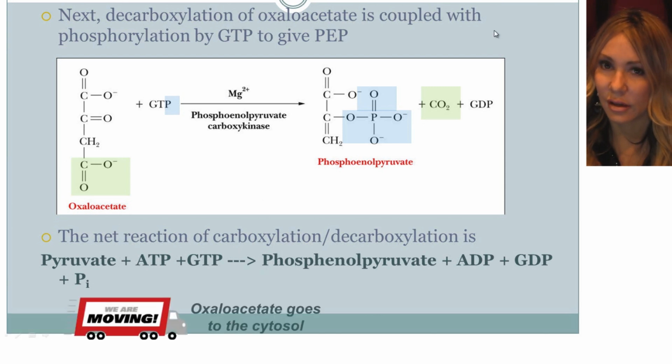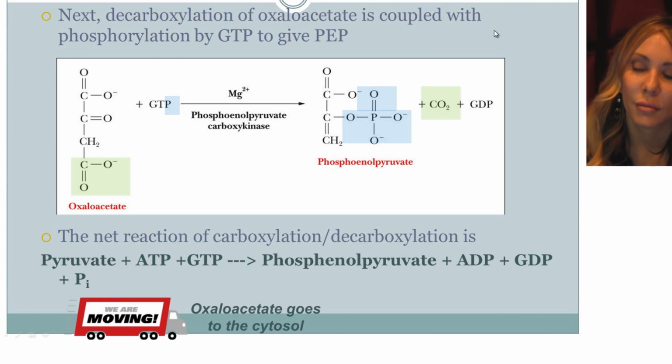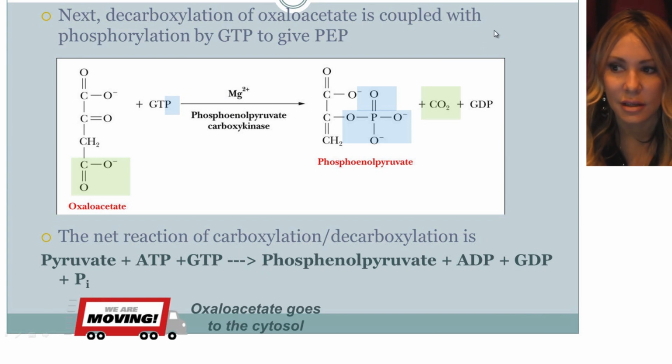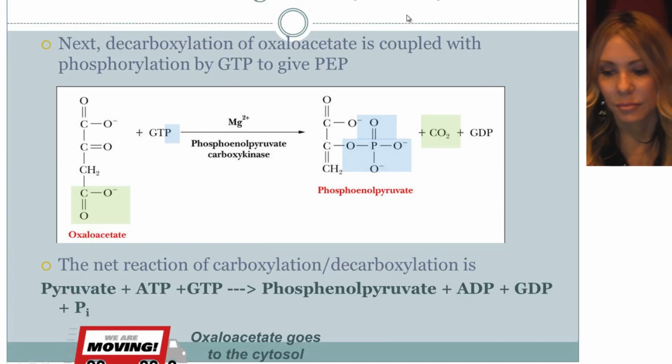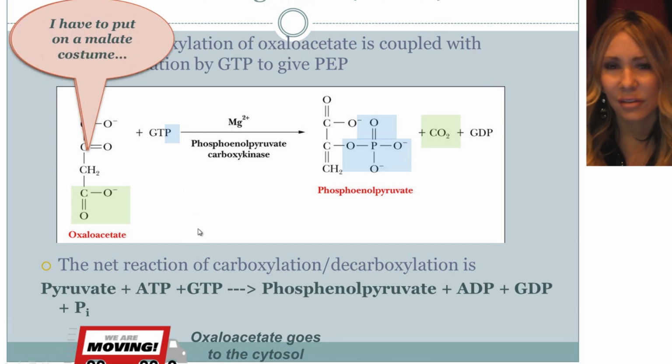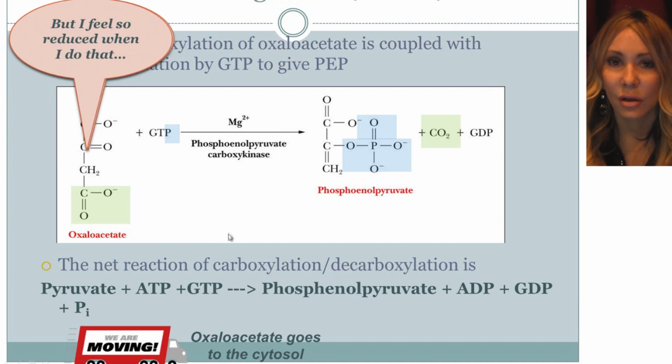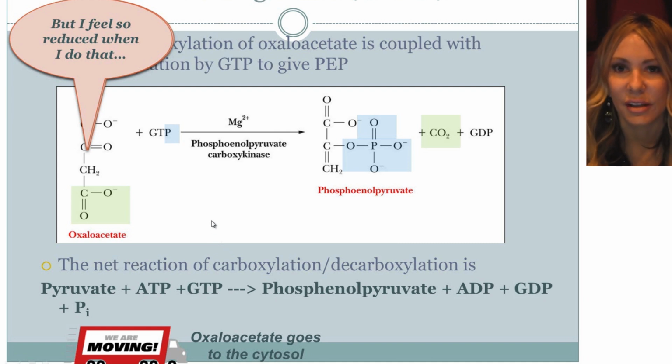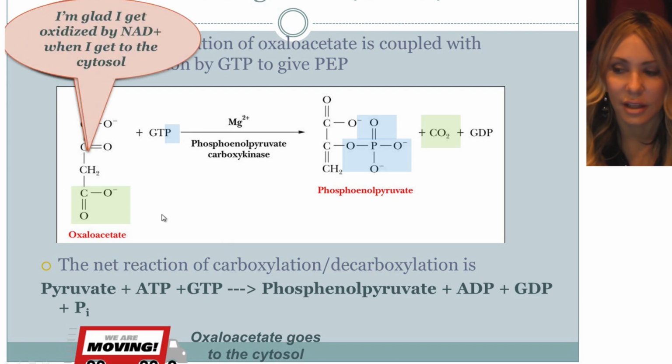Oxaloacetate at this point will go to the cytosol, but it does have a malate shuttle, another time, another place, but just know oxaloacetate proper does not cross the mitochondrial membrane. It's going to undergo a redox reaction and move across as malate. And here oxaloacetate says, I hate it that I can't leave the mitochondria. I have to put on a malate costume, but I feel so reduced when I do that. So oxaloacetate becomes reduced to malate, L-malate specifically, and goes to the cytosol. And then it becomes oxidized once it gets to the cytosol to oxaloacetate.